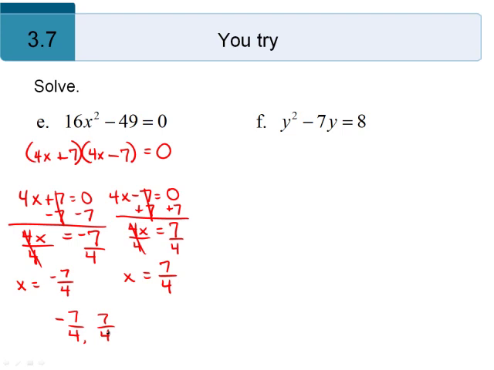All right, letter F involves a little bit more work because when you first look at this equation, the first thing you need to see is that it is not in standard form, okay, because it is not equal to 0. It is in descending order on the left-hand side, but we have to have it equal to 0.